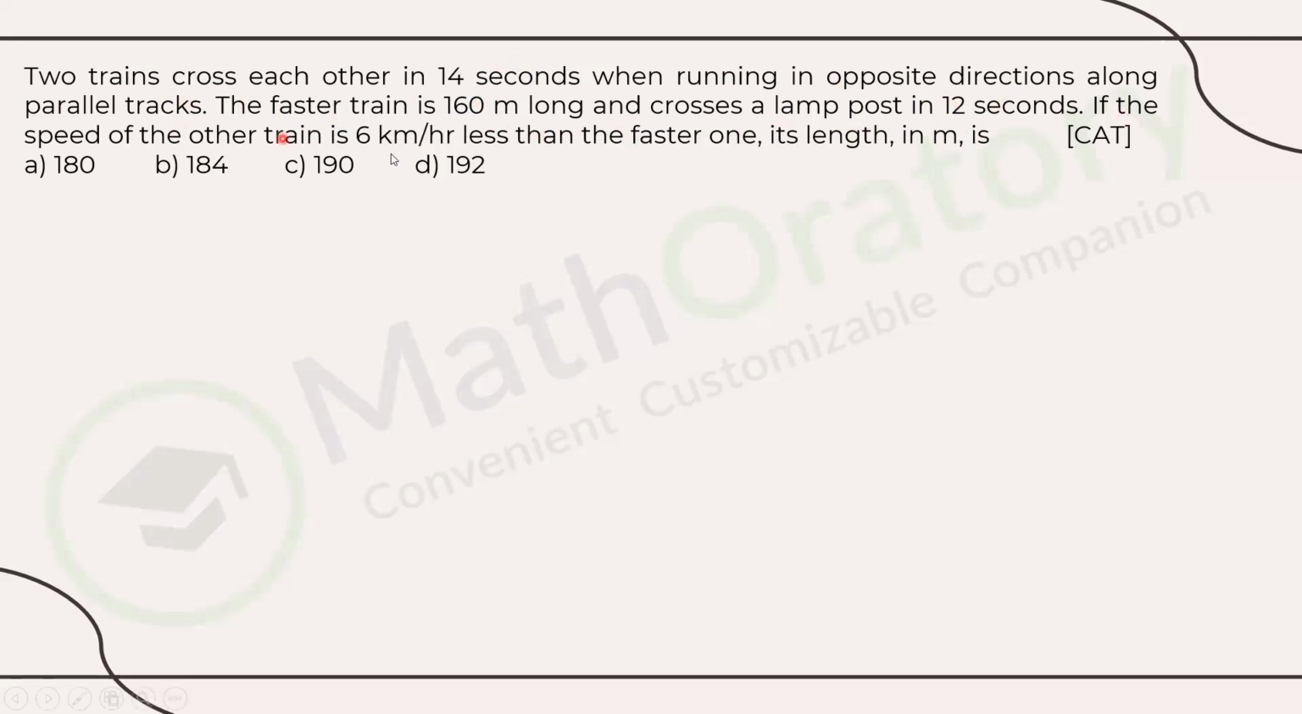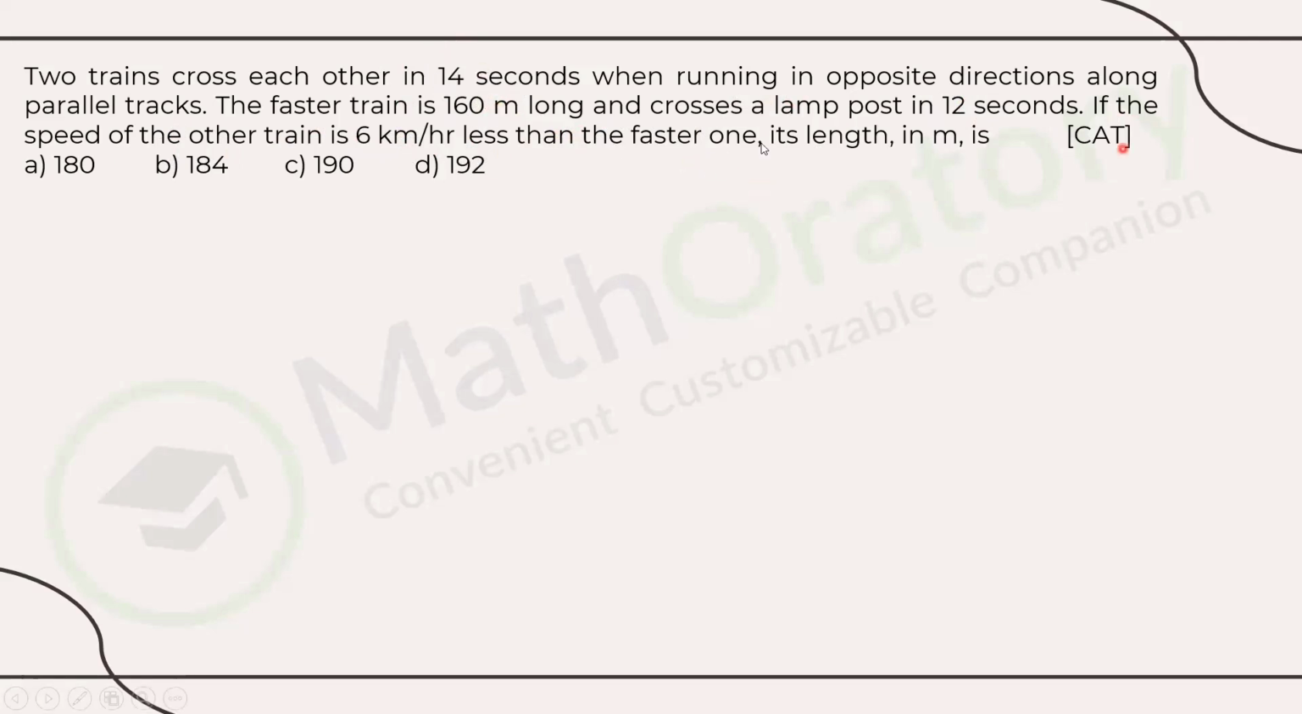Correct. Now, if the speed of the other train is 6 km per hour less than the faster one, then as soon as I figure out the speed of the faster train, I can determine the speed of the slower train. And once we have the speeds of the two trains, I know the relative speed required for the first sentence, and I have the time for it also. So I can figure out the distance, that will be the sum of the lengths of the two trains. And the faster train's length is already known.